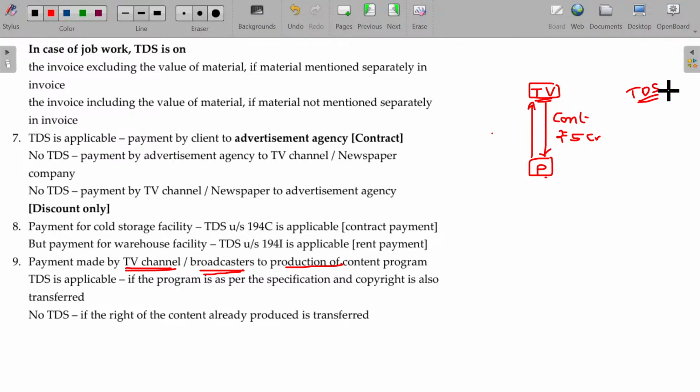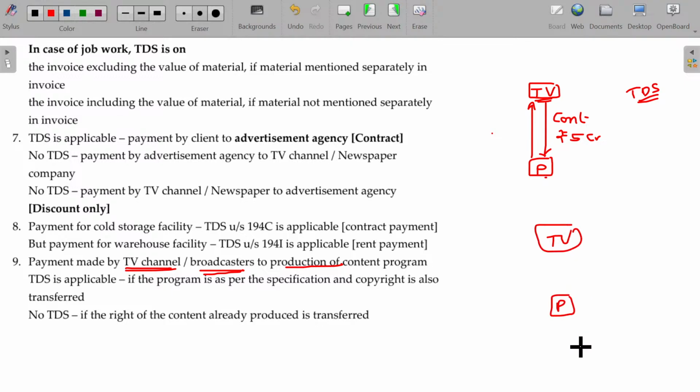TDS is applicable. Clear? So, Netflix original, Amazon Prime original, like you may see lots of OTT programs. For that, Netflix or Amazon may give content to be created and compensation also be provided. And then the production house will produce that content and hand it over to the TV channel. And this will be a contract between the TV channel and the producing company. Then TDS will be applicable under 194C.